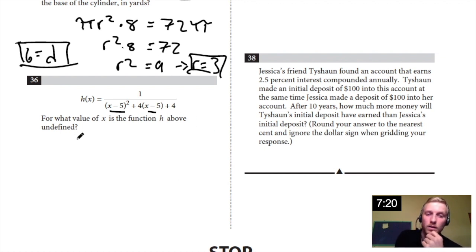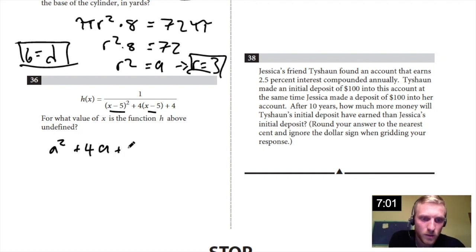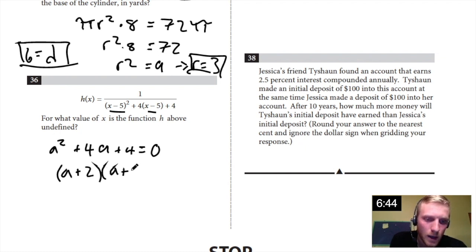For what value of x is it undefined? I'm going to substitute a for x minus 5, since it's the same in both parentheses, and you'll see why this makes sense in a second. So we can say a squared, substituting a for x minus 5, plus 4 times a, plus 4, and we want this to be equal to 0 because that's when it's undefined. So we can say a plus 2 times a plus 2 is going to be equal to 0.